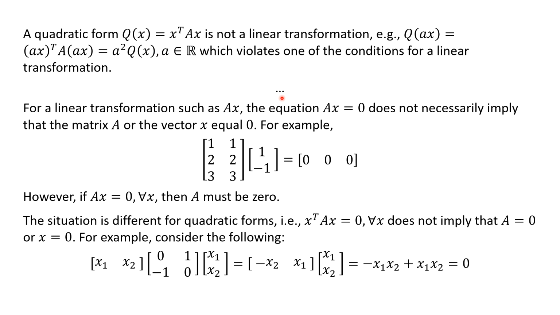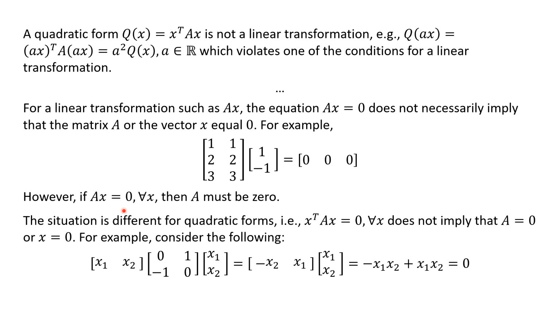Changing directions a little bit here, we have another related idea. For a linear transformation such as Ax, the equation Ax equals 0 does not necessarily imply that A or x equals 0. But I have an example here. Neither this matrix nor this column vector equals 0. But when you multiply these together, you get 0, 0, 0. So that is an example of this here.